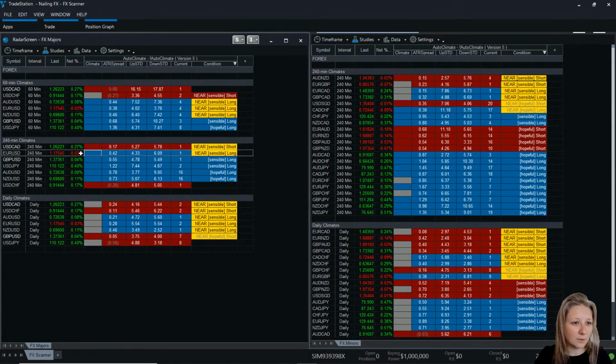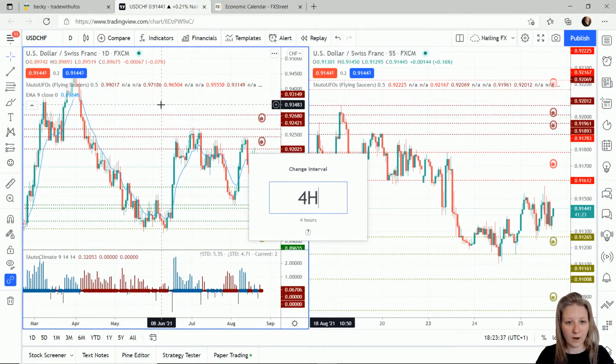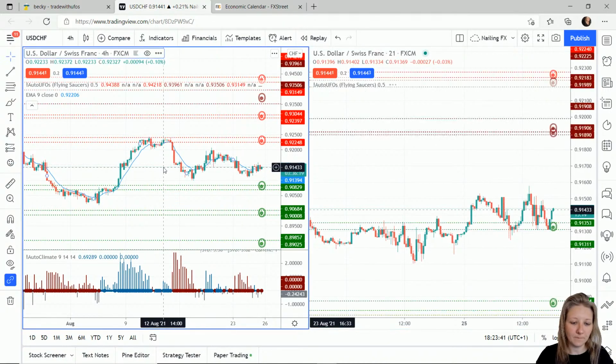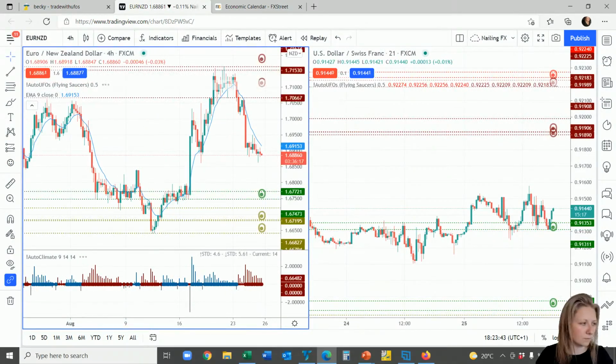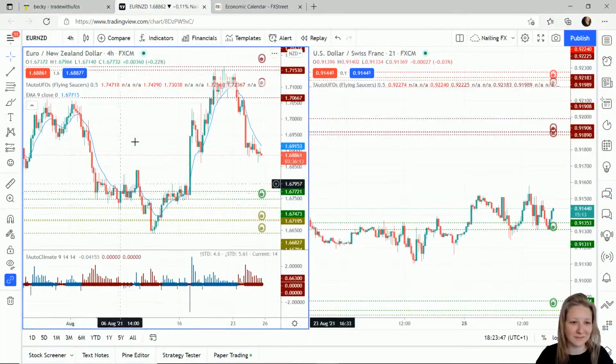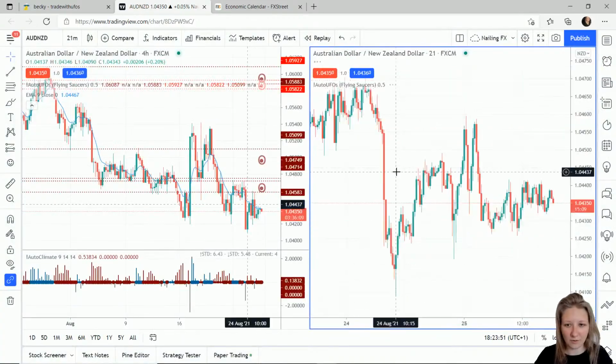So what we'll do, we'll come to a 240-minute time frame and we'll start with the Aussie New Zealand and we'll see what we do here. So 4 hours on the left, which means 21 minutes on the right, and it was Euro New Zealand. Was it? Double check that. Aussie New Zealand. Glad I double checked it. Aussie New Zealand on the left, Aussie New Zealand on the right.